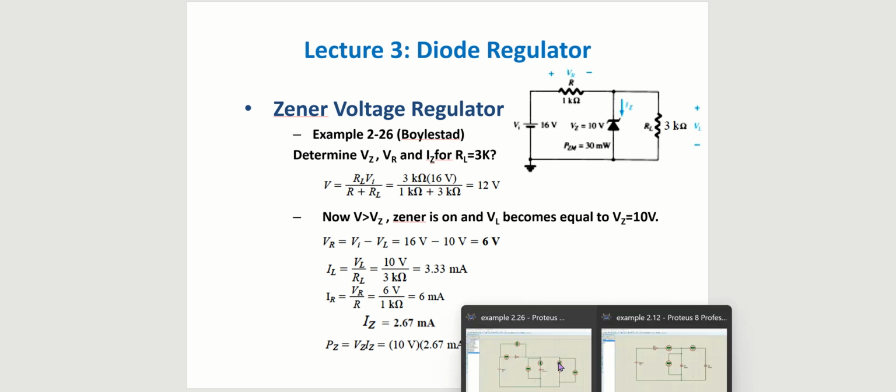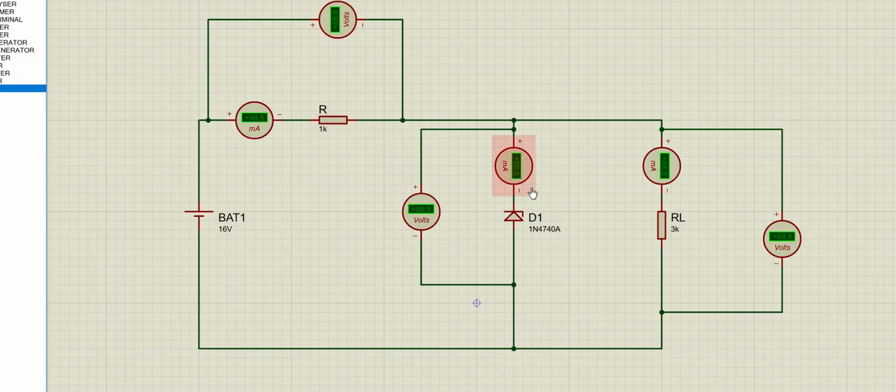The Proteus simulation for this, the Proteus design, is like this, in which a 16-volt single cell battery is used. Ammeters and voltmeters are used to measure current and voltages respectively, and a 1 kilo ohm resistor and a Zener diode, which can be found in the library by typing 1N4740A, and a 3 kilo ohms load resistor. So let's see what results it will give after simulating.